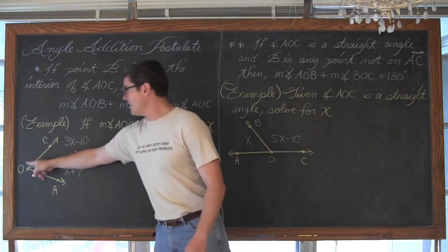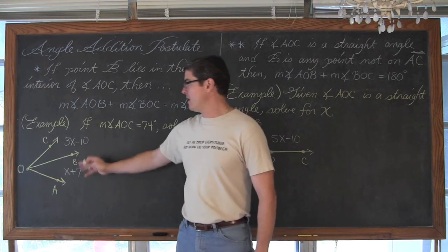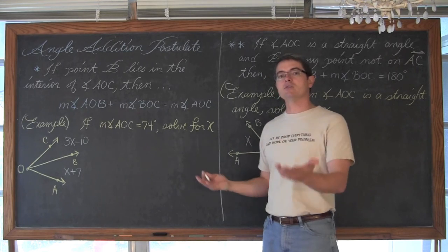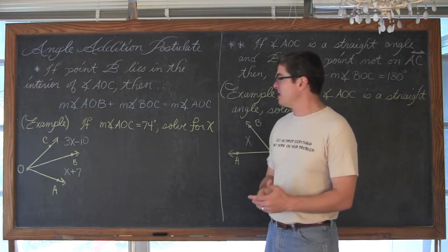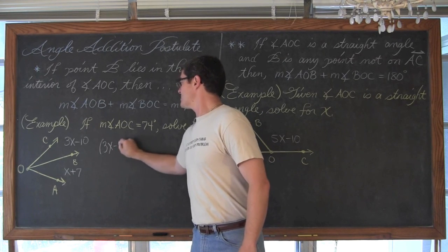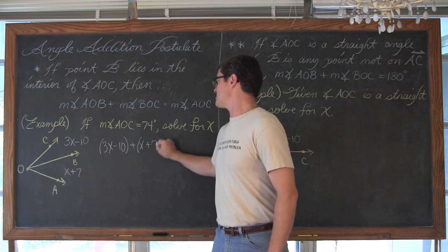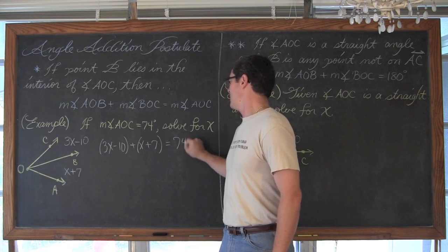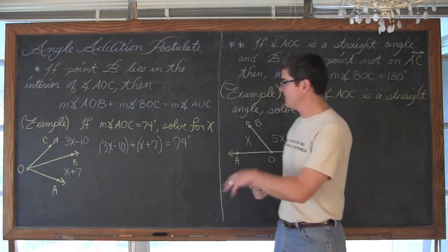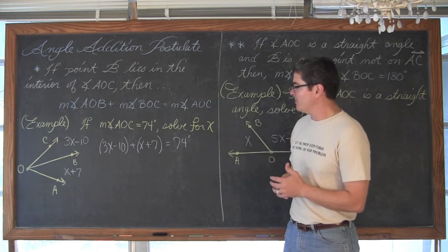Okay, so this entire angle around the outside here has a measurement of 74 degrees, and we have two unknown parts of 3x minus 10 and x plus 7. Well, the angle addition postulate simply says add them up and make it equal to 74. So we have 3x minus 10 plus x plus 7 is equal to 74 degrees. I'm not going to keep writing that little 0 there until the end, but it is 74 degrees. And actually, never mind. Yes, I will.